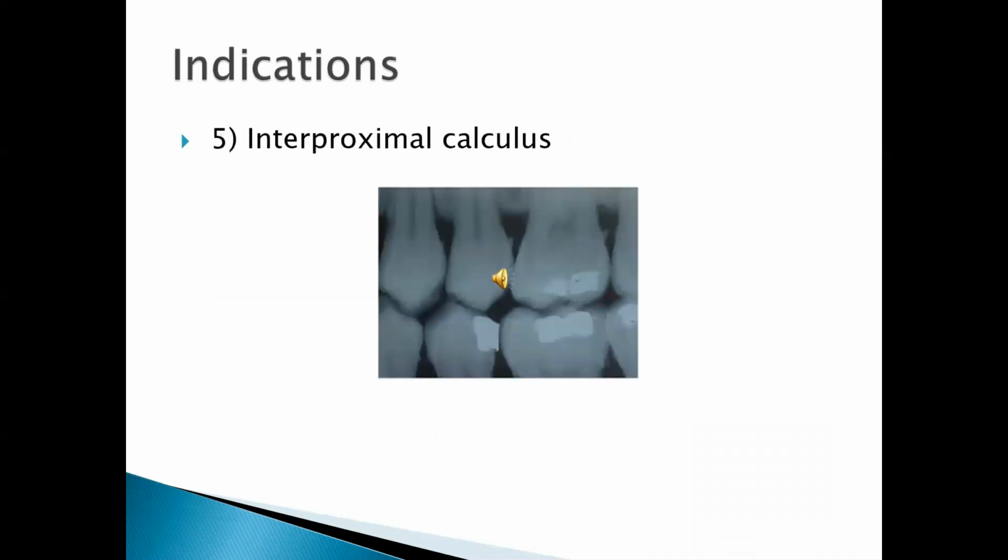Another important indication is interproximal calculus. Now, to see the bitewing carefully, check the distal aspect of the second premolar, maxillary second premolar. Can you see a triangular spike-like whitish or radio-opaque area of the distal aspect? That is interproximal calculus. So it can be very useful in evaluating interproximal calculus.